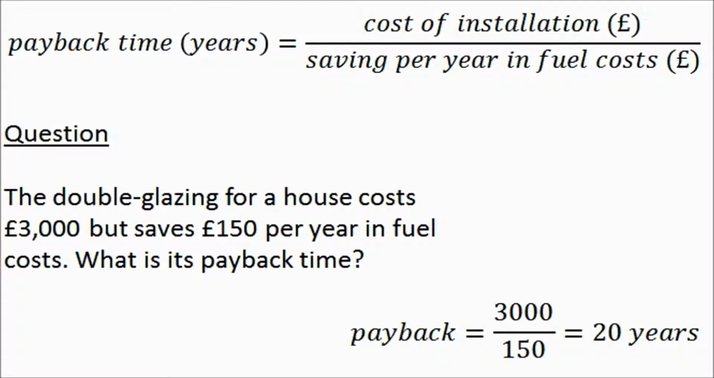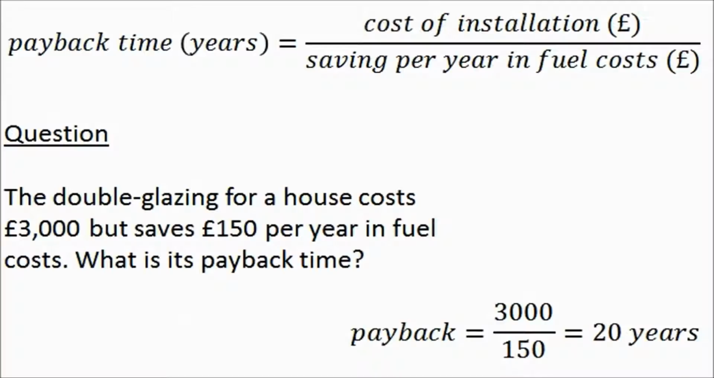So let's do that. Cost of insulation was £3,000. Saving per year, it says it's 150. How many 150s are there in 3,000? There are 20. So it's going to take you 20 years of savings to pay back your initial £3,000 cost.